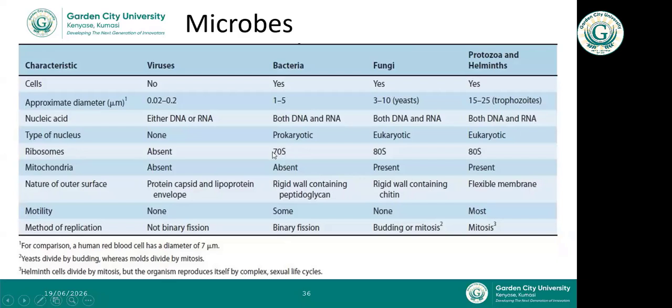Anyway, let's continue. So 70S, S refers to the Svedberg unit. It's named after the scientist Svedberg. He investigated sedimentation velocity: if you try to push the ribosome to the bottom of a tube, what is the force needed to push this ribosome? So it refers to the density of the ribosome.